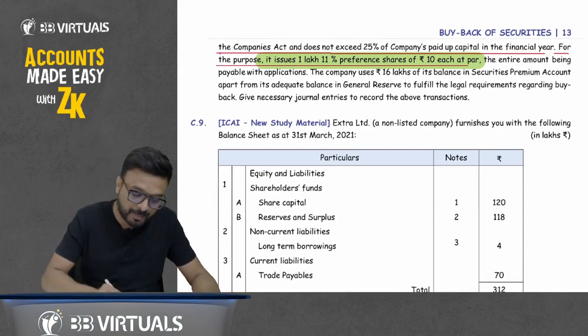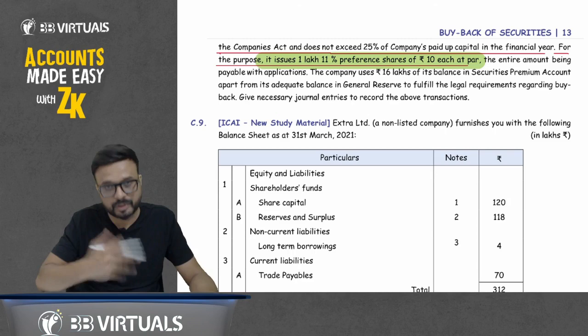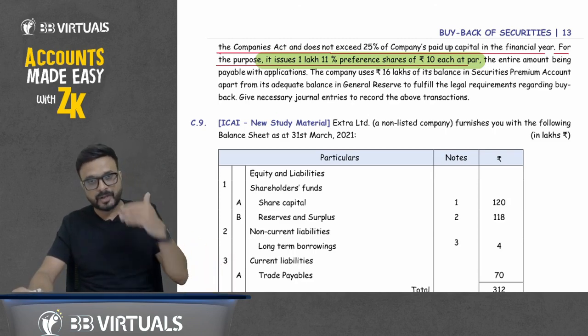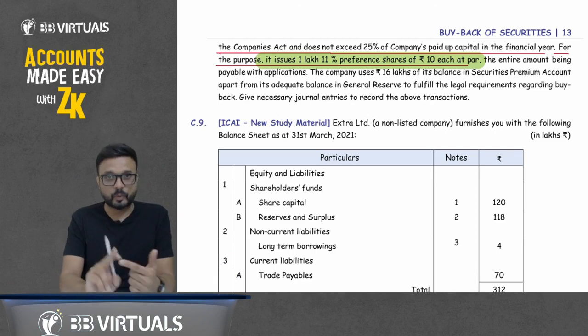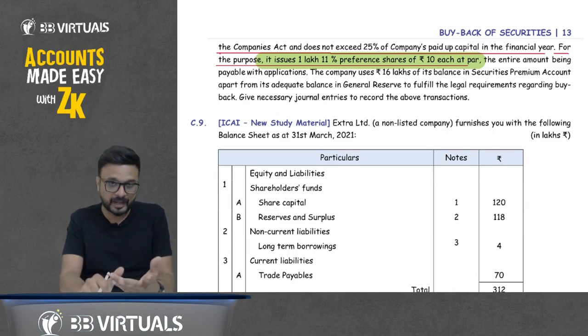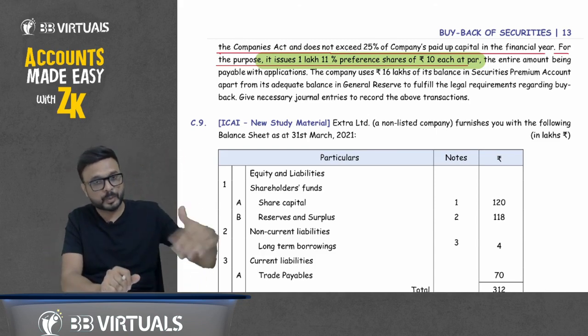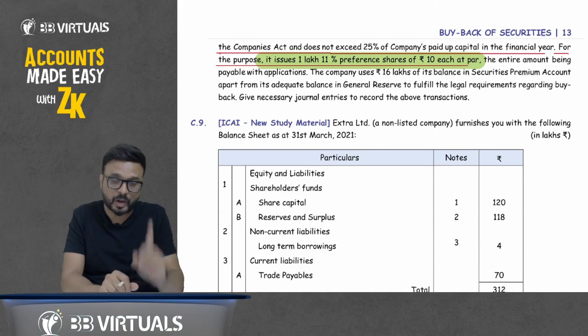So when you do the buyback, capital will be decreased, and when you issue shares, the capital will be increased. So at the time of buyback here in the question, we are doing buyback of 4 lakh shares. So 4 lakh multiplied by 10 comes to 40 lakh. And at the time of buyback, capital will reduce by rupees 40 lakh. But we are issuing a fresh issue of shares in the market, 1 lakh shares of rupees 10 each.